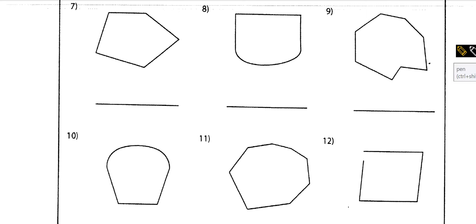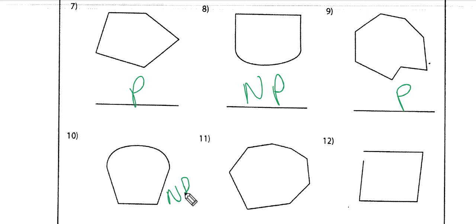Look at 7. Is 7 a polygon? Is 8 a polygon? Okay, remember, the whole shape has to have flat sides. Does it have flat sides? No, so it's not a polygon. Okay, number 9, is that a polygon? Yes, they're all flat. 10, is that a polygon? No. 11, is that a polygon? Yes, it looks like they're all flat. And then 12, is that a polygon? No, not a polygon, NP.